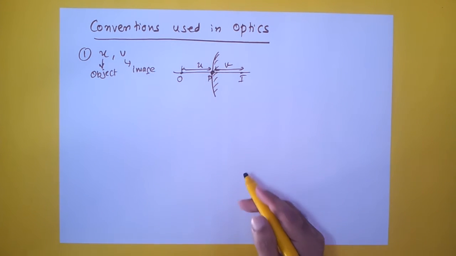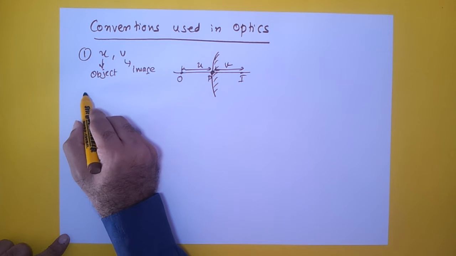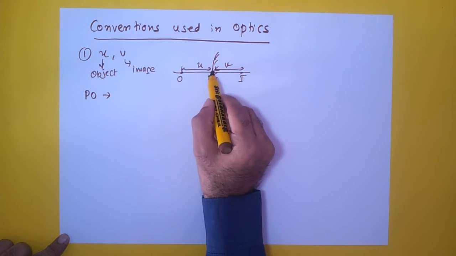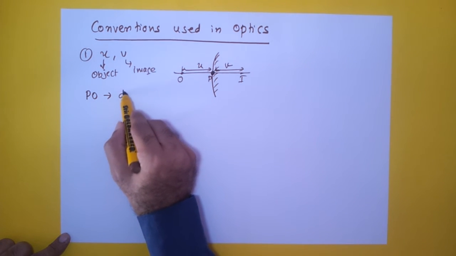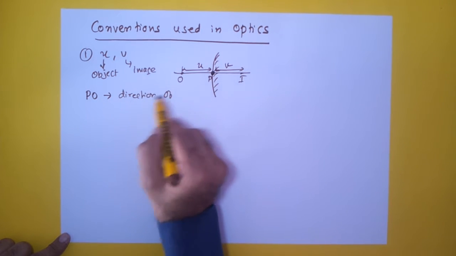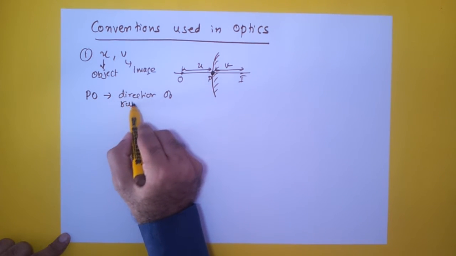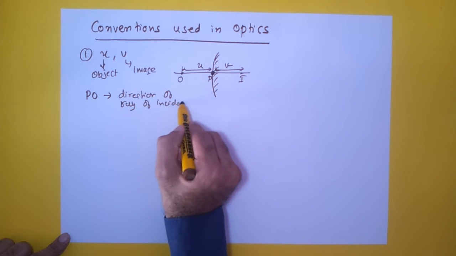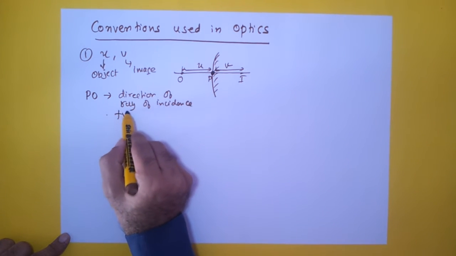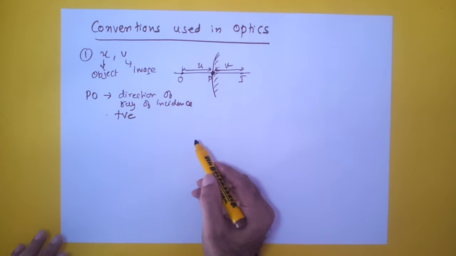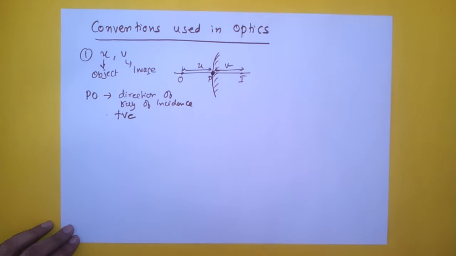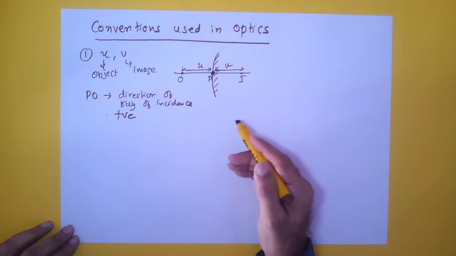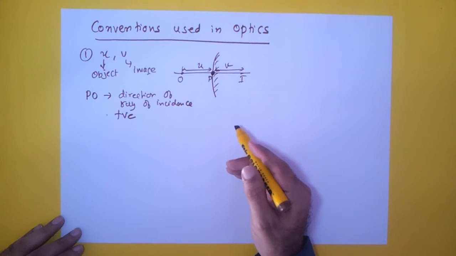As far as the convention is concerned, the convention that we'll use is, if PO, that is we start from P and go in the direction of the object, and if this direction is same as the direction of the ray of incidence, then we'll take it positive. Let me repeat. If the direction from P to the object or from P to the image is same as the direction of the incident ray, then we'll take it as positive. If it is opposite to that, then in that case we'll take it negative.